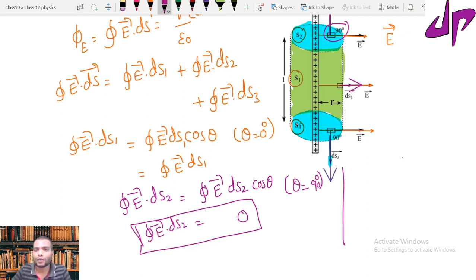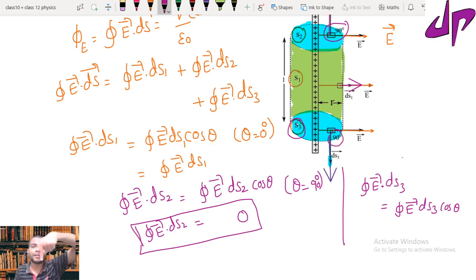Similarly, you can see the closed integral of E bar dot ds3, the third surface, which is equal to the closed integral of E bar dot ds3 cos theta. From the third surface also, if you observe, theta equals 90 degrees. It means the electric field vector and the area vector are both perpendicular. So cos 90 value becomes 0, and we get this value as 0. So the third surface contributes 0 to the electric flux.